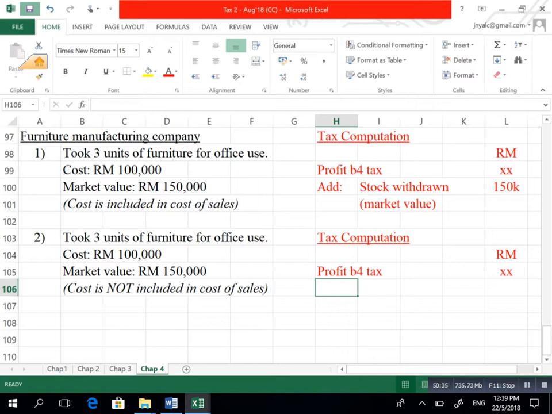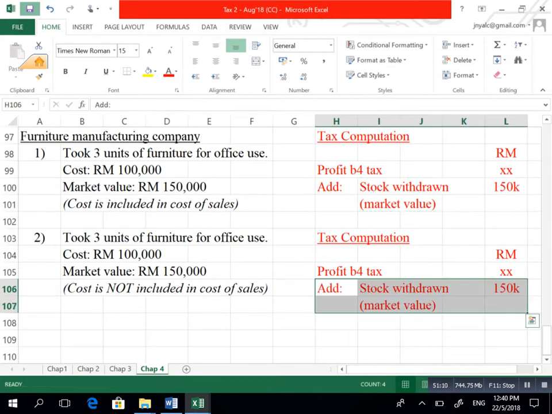Okay, let's resolve one by one. For income first, these 3 units again are taken out for office use, and the income at market value is supposed to be 150,000. According to the tax rules, they still say that market value will be considered as taxable income. So you will have the same adjustment here. First of all, you will add the 150,000. Market value is still treated as your gross income, so you need to add 150,000.